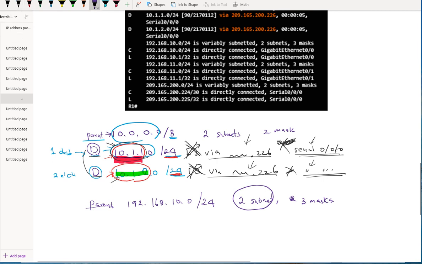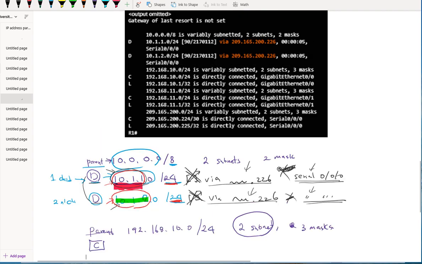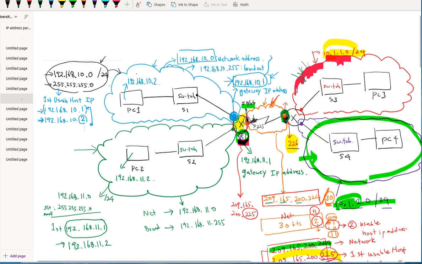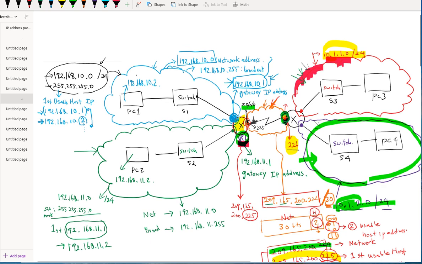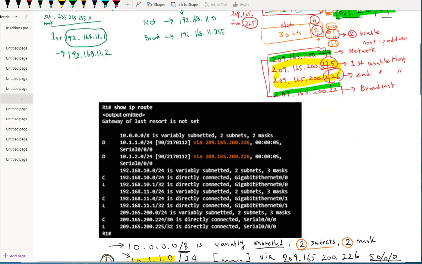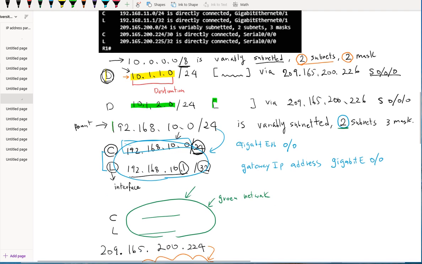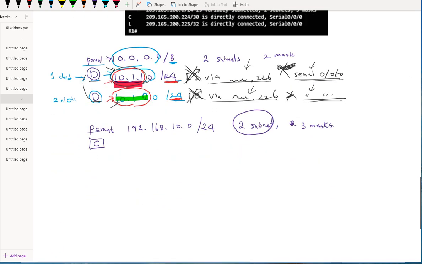So the first child is C. The C stands for directly connected network. When you look at this R1, there are 2 directly connected networks. One is the blue one, which is a directly connected network. And then you have another directly connected network to R1, which is the green one. By the way, everything has already been explained in the previous lecture, but I'm just reviewing.